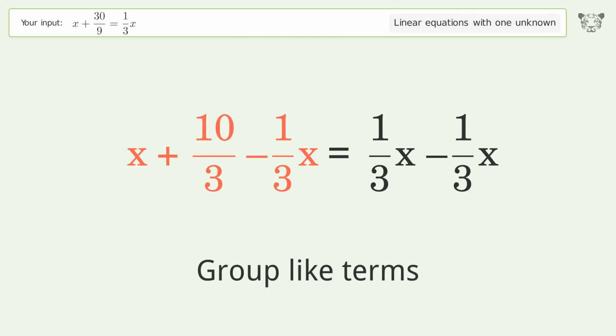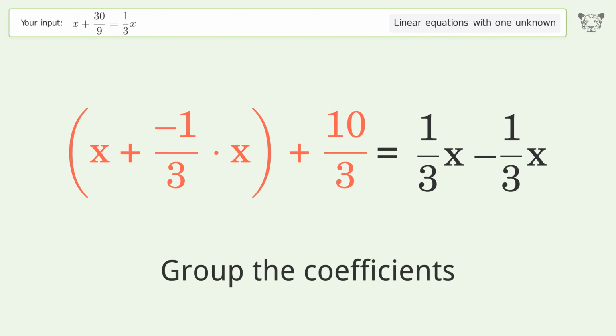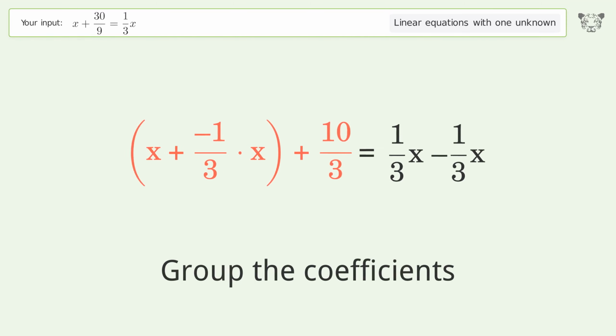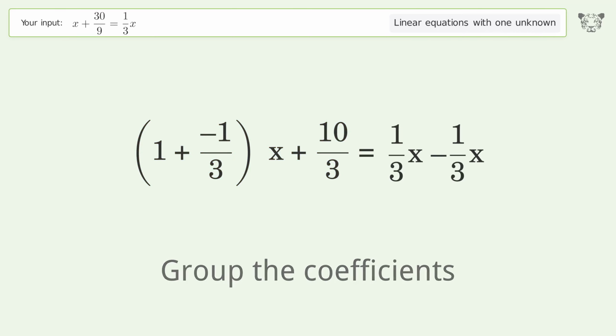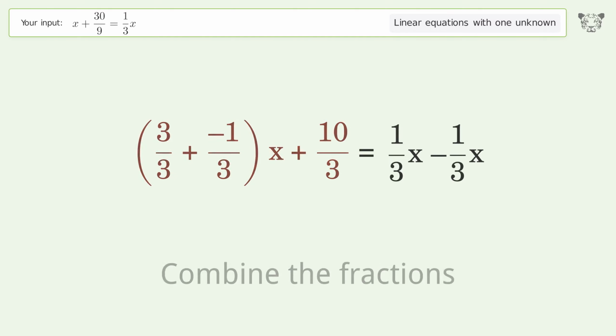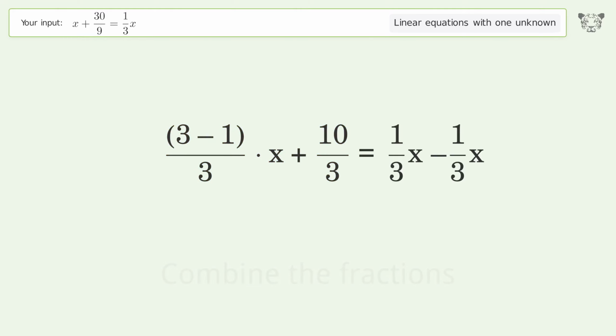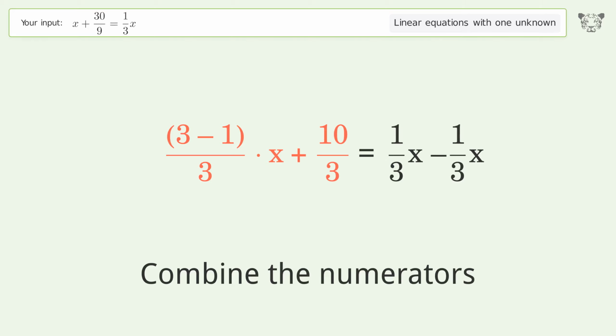Group like terms. Group the coefficients. Convert the integer into a fraction. Combine the fractions. Combine the numerators.